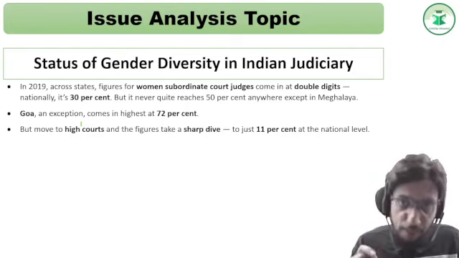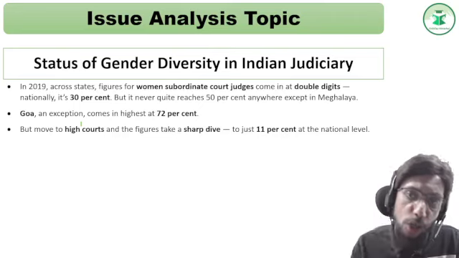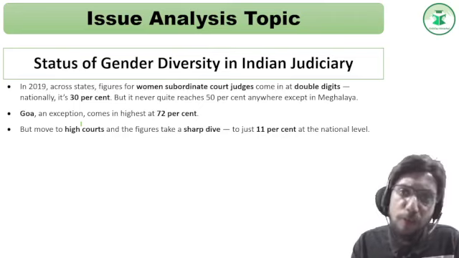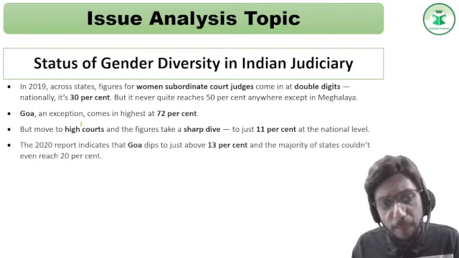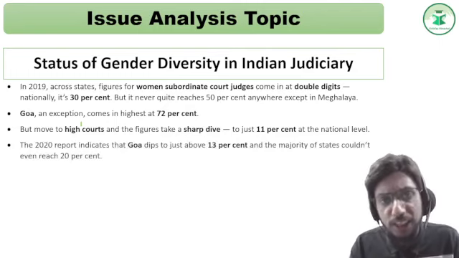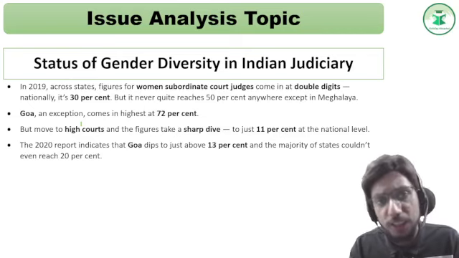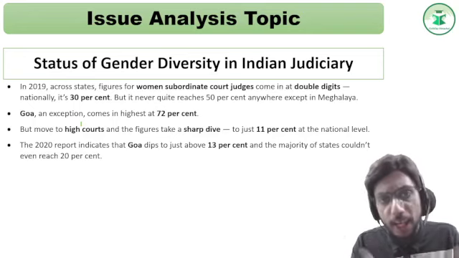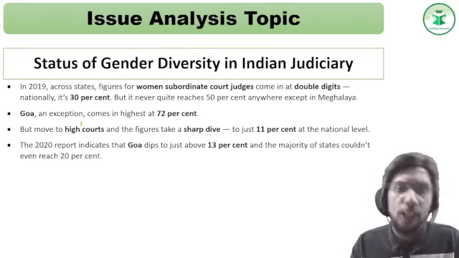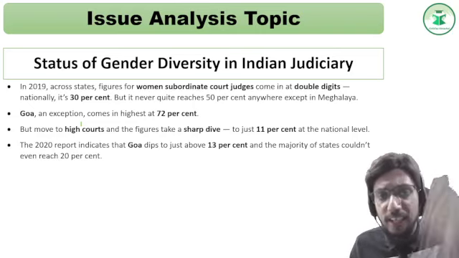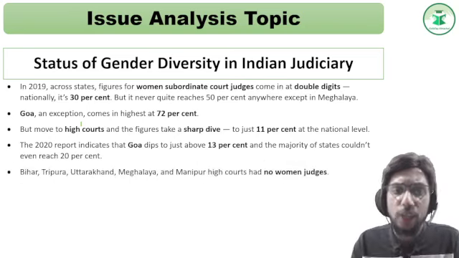What does that mean? That means that at the higher court level or at the Supreme Court level combined, we are just having 11% women judges. This number is abysmally low. It is very, very low. If we look at Goa as an exception, it is having 72% judges at the subordinate courts level who are female. In Goa at the higher court level, this number drops down to only 13%. So you can understand the kind of steep dive that is taking place. You can understand the lack of female judges at the higher courts level.